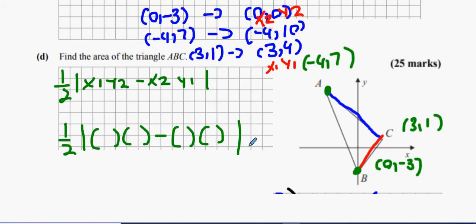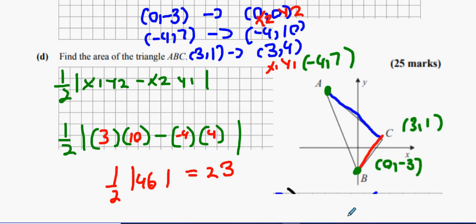So what we can do here is we can say 3 times 10, and then minus 4 times y1, minus 4 times 4. 30 plus 16 is 46. I have 46, so half of that is 23. All right.